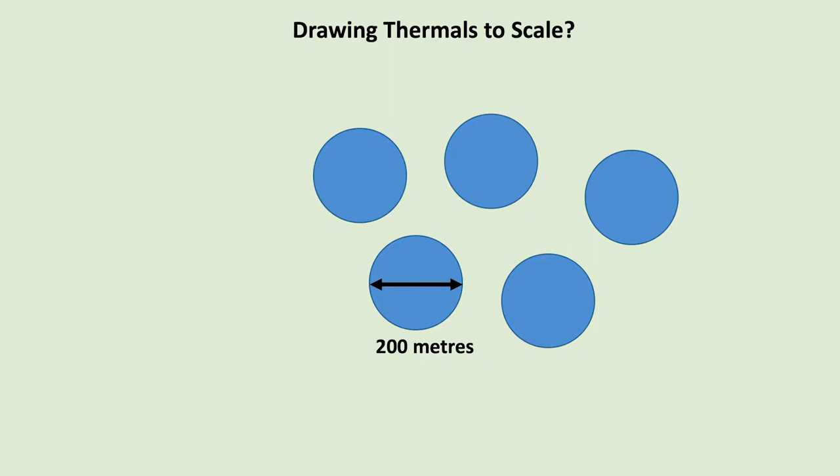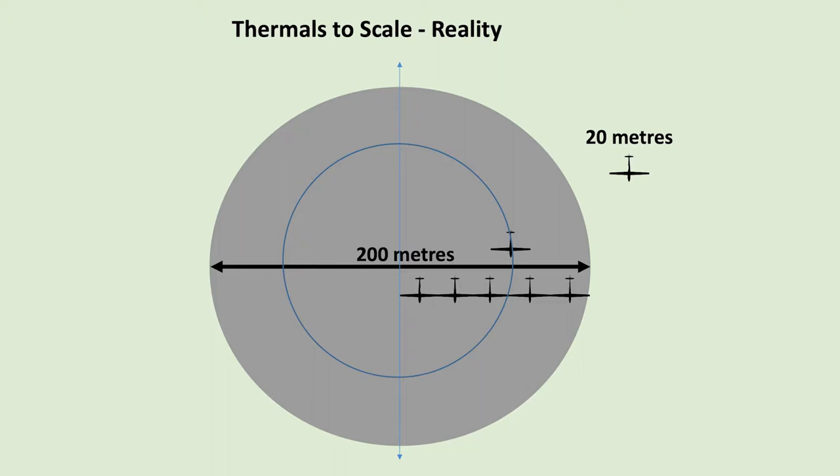Drawing thermals to scale, then, if we consider these thermals here are 200 meters across, in our diagrams we may well present our glider in this way. Of course, the glider has not got a 150 meter wingspan. The reality is rather more like this. So, our glider then, with a 20 meter wingspan, standard 20 meter two-seater. The radius is about 5 times our wingspan.